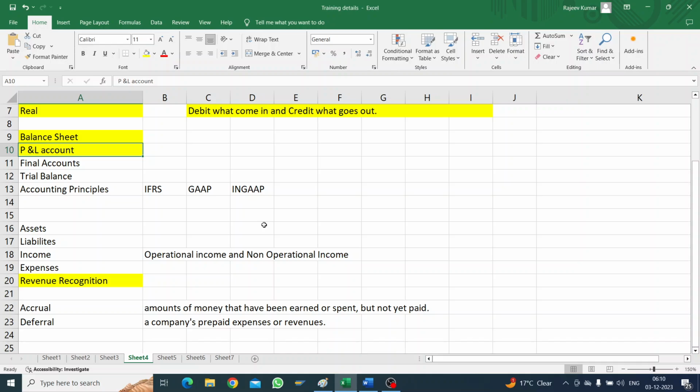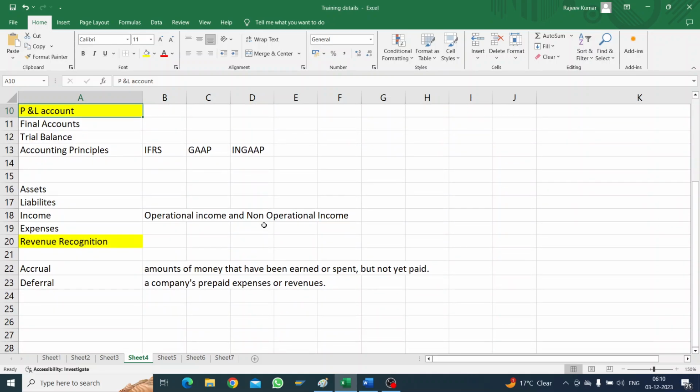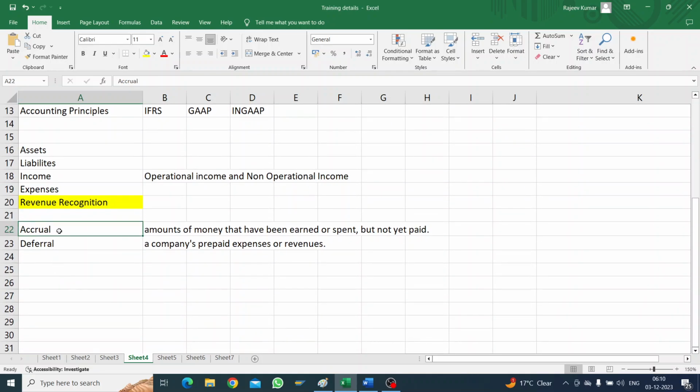Now again a very important topic which I would like to cover is accrual and deferral. These two terms you will hear many times, and they are very frequently used in the accounting world. Accrual means any amount of money that has been earned or spent but not yet paid. Let me give you an example which will explain how it works.